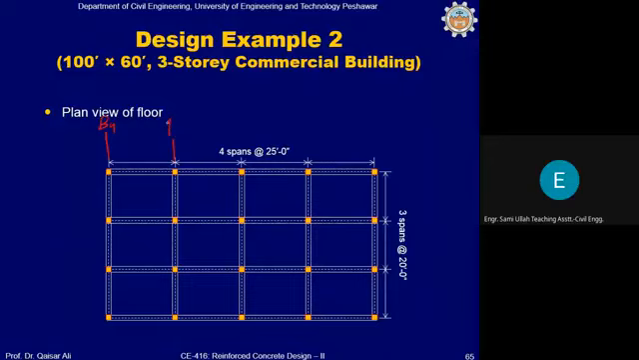B4, B3, B3, and B4. So first of all, load acting on B4 and B3. Okay, exterior span of B4 and B3.